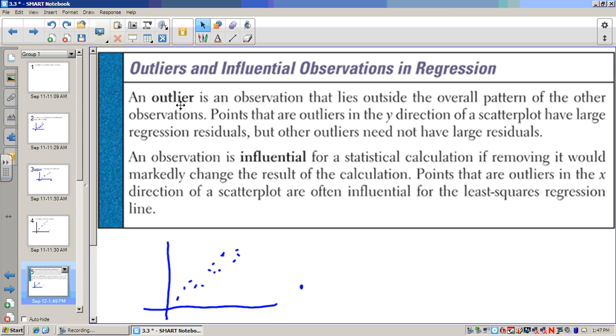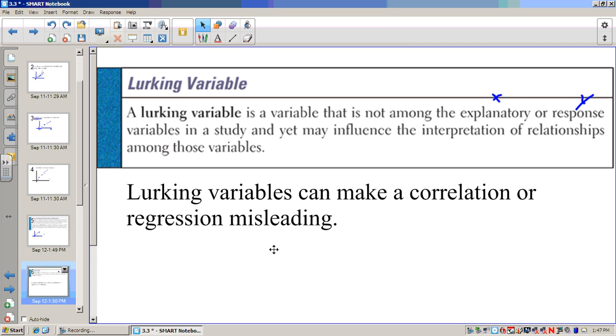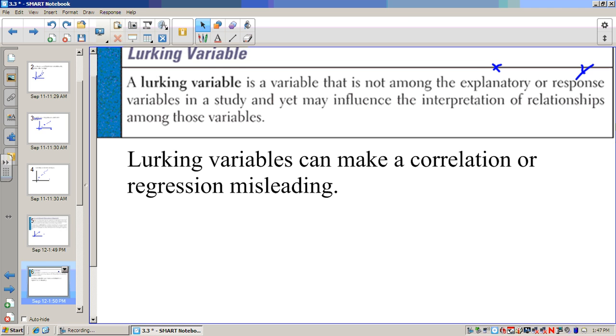Now, this is a common question asked: is an outlier an influential point? What you have to do is see if taking that point out of the data set will create a much different linear regression line. A lurking variable is a variable that is not among the explanatory variables, which is generally the x values, or the response variables, which is the y variables in a study, but yet may influence the interpretation of relationships among those variables.